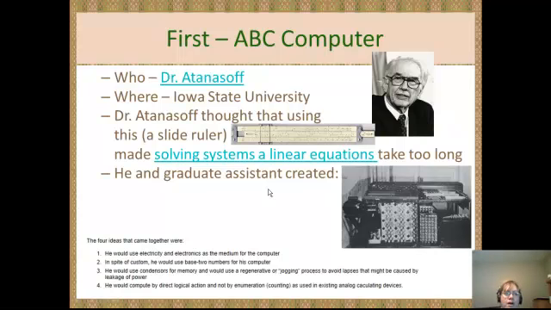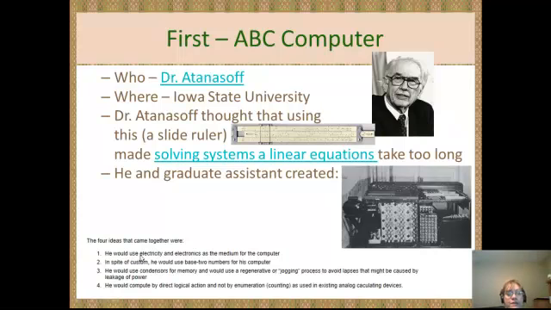Dr. John Atanasoff, he created it in the late 30s, 1939 or so. The motivation was solving systems of linear equations, that it took too long to use that dang slide rule. Have you ever seen a slide rule before? Yeah, so that's how you solved equations that were complex. Back then, you used a slide rule, and I've used a slide rule, giving my age away a little bit. Took too long, so he created an electronic computer.